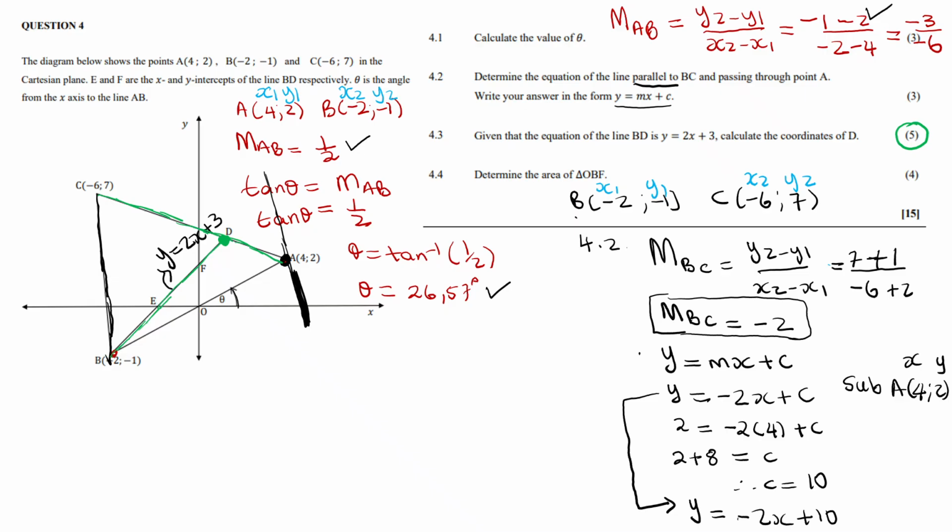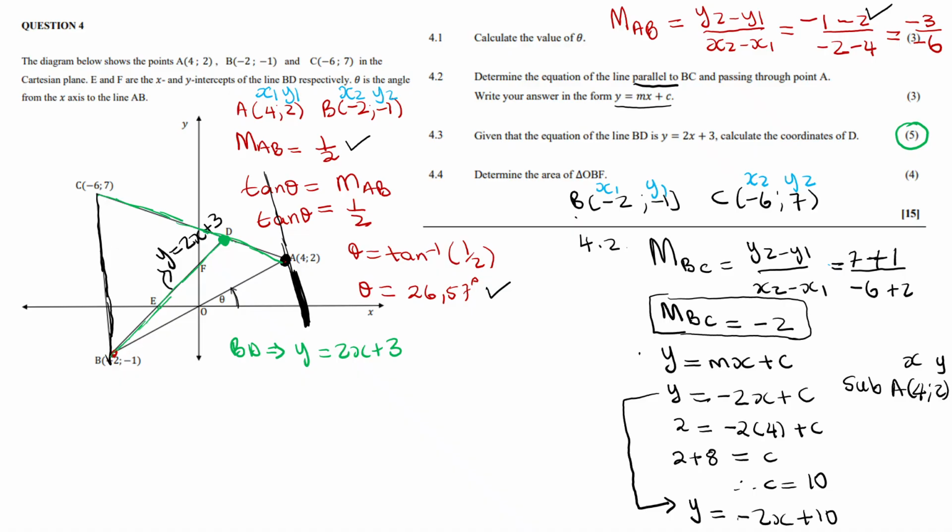We need to have the two equations of those lines and equate them, then solve for x. The answer that you get, you're going to substitute into one of the equations to find the corresponding y. So now, to find the x value of D, we need the equations of these two lines. Already we know that the equation of BD is y is equal to 2x plus 3. It was given. I'm happy with that.